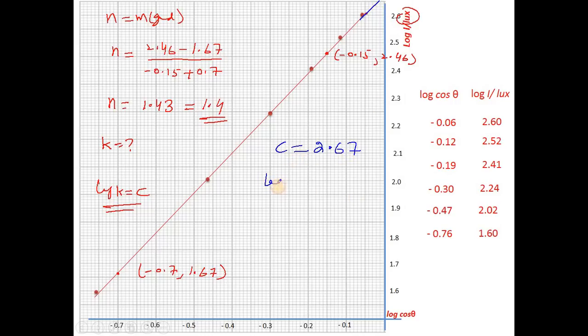So log of k is equal to 2.67. If you remove this log, or you take the anti-log, k would be equal to 10 to the power 2.67, and then k would be equal to 467.7. This is the value of k.